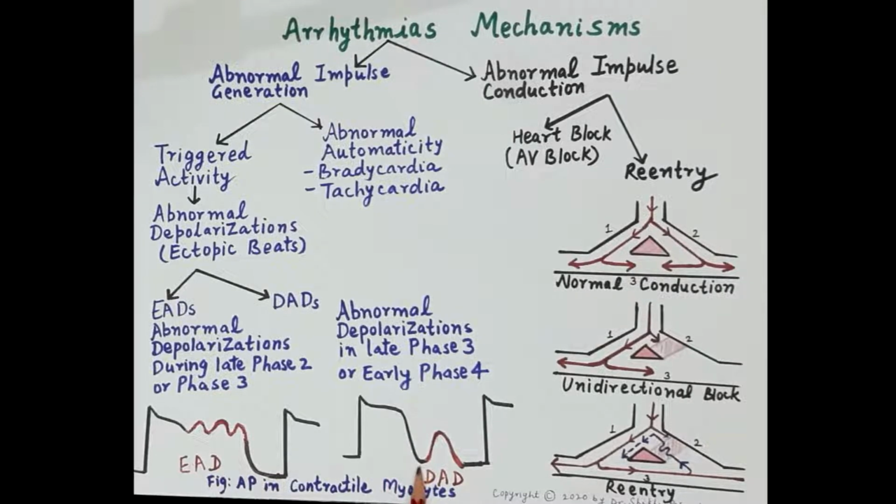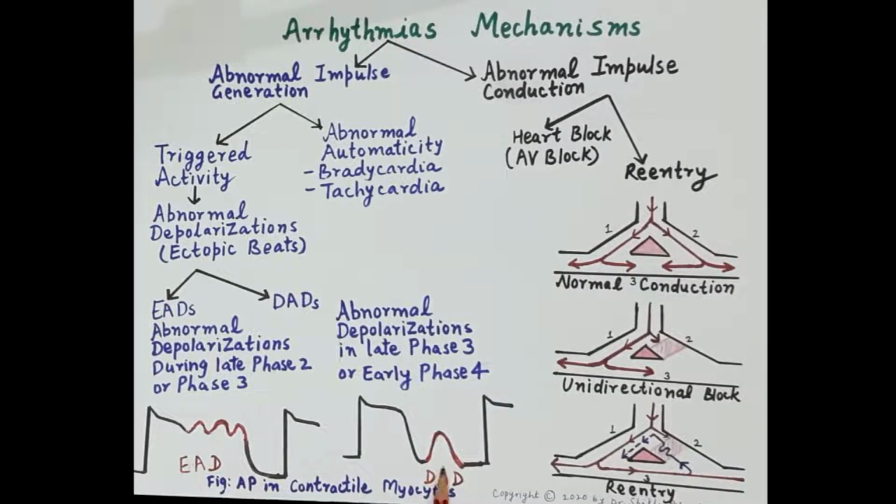Now this is the ending of phase 3, so they occur either during the late phase 3 or during the early phase 4. That means they occur when the action potential of the contractile myocyte is nearly or fully repolarized. Since the repolarization has already occurred, it is termed a delayed afterdepolarization. That means an extrasystole is produced after the repolarization.